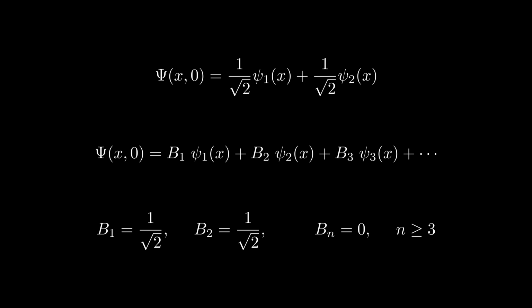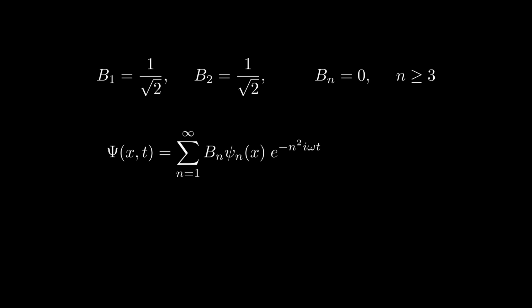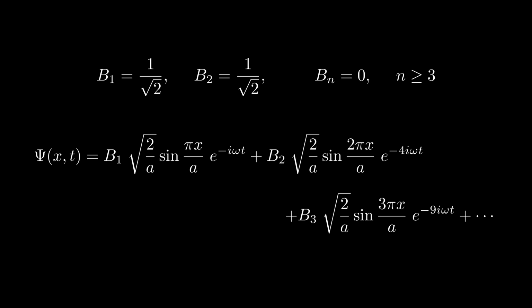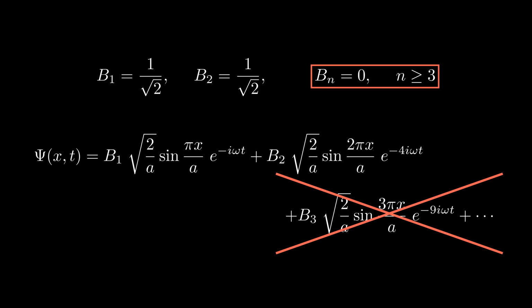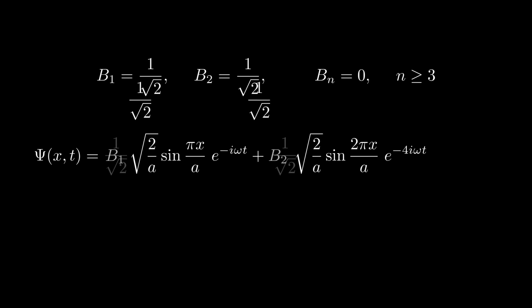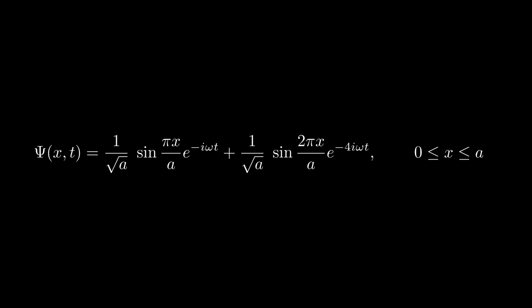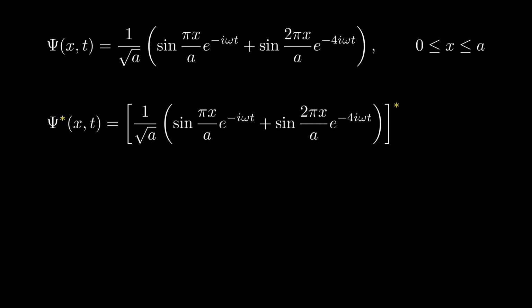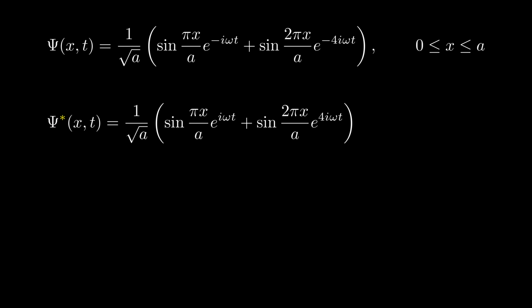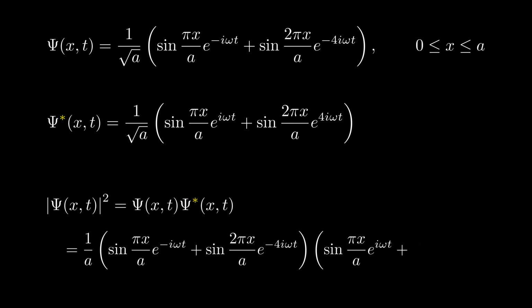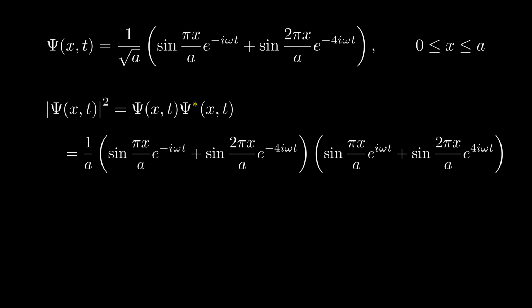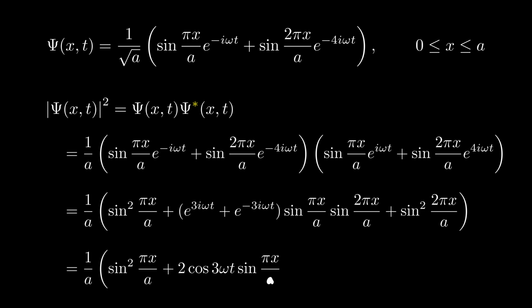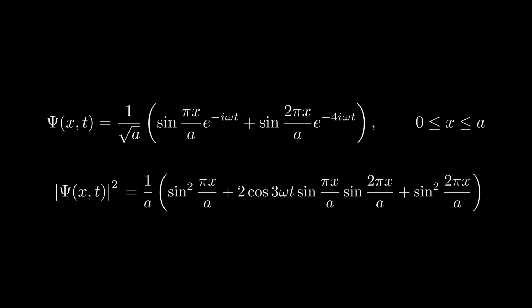Now, we return to the general solution, psi of x and t. Substituting the constants we just determined, we find that all terms for n greater than or equal to 3 vanish. Substituting the constants for the first two terms, the general solution becomes as follows. Next, we compute the complex conjugate of psi. This simply flips the sign of the imaginary terms in the exponentials. Finally, we calculate the probability density, which is the square of the absolute value of psi, the product of psi and its complex conjugate. This final expression represents the probability density as a sinusoidal function of time as required by the problem.